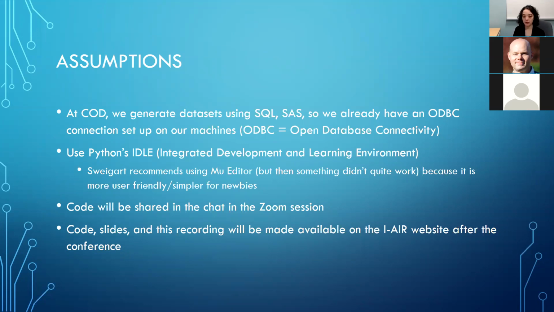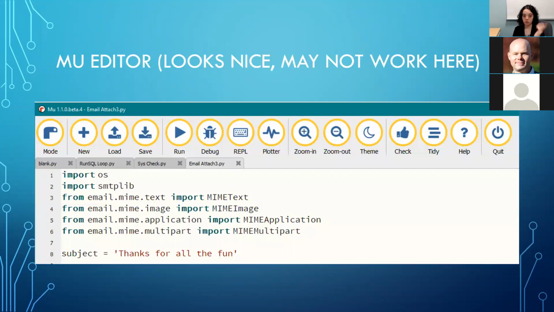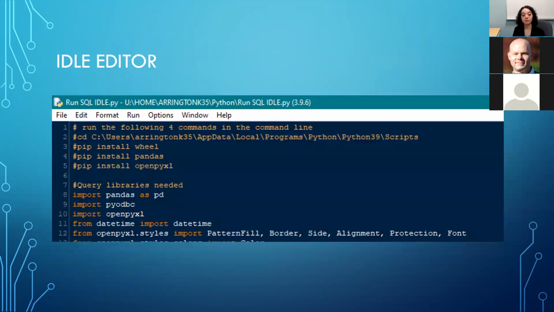So go ahead, Dan, let's show them what both look like. Mu kind of simplifies things, looks a little bit more approachable, more friendly, but it may not fully work for this particular application that we're going to talk about. But it's what he recommends when you're just getting started, and it's a good start. And then the IDLE editor, this is what it looks like. Less fun, no big round buttons, but it works.